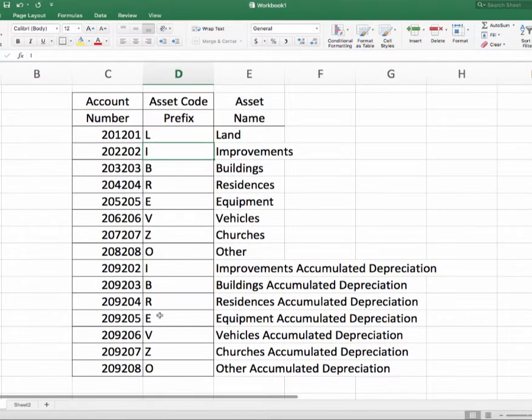Now consider the idea that we would like in our ledger entry process. Let me focus on the ledger entry function. On the ledger entry process, we would like to check to make sure that this rule is being followed. So for 201-201, when that is the account, only L asset codes could be connected. And for 202-202, only I asset codes could be connected.